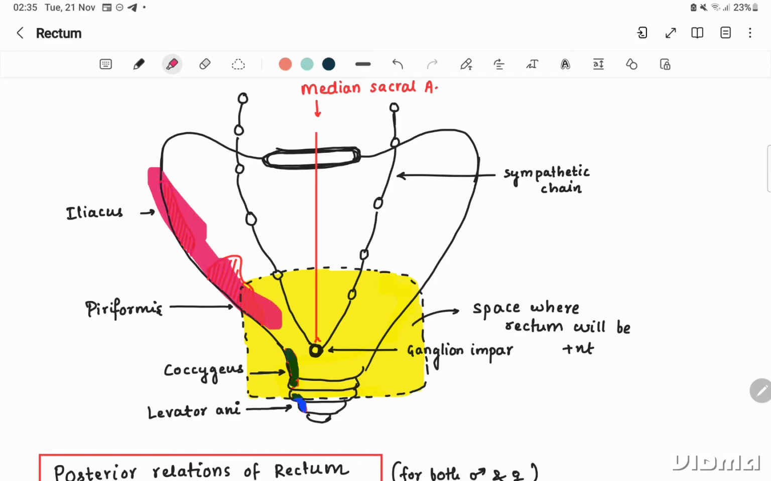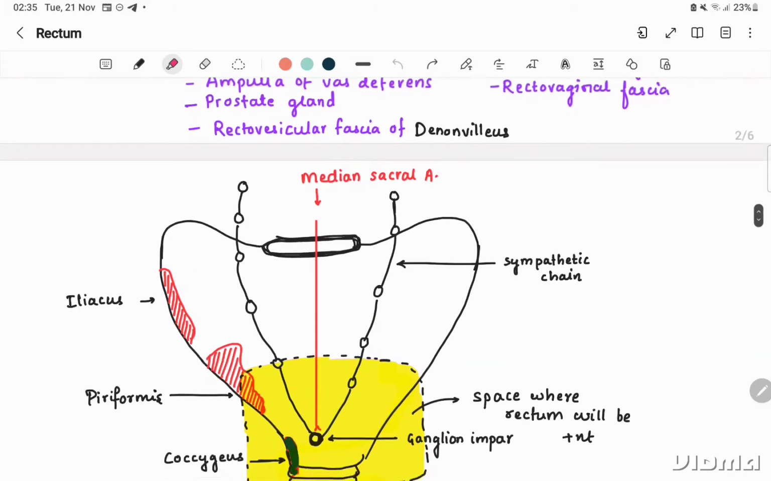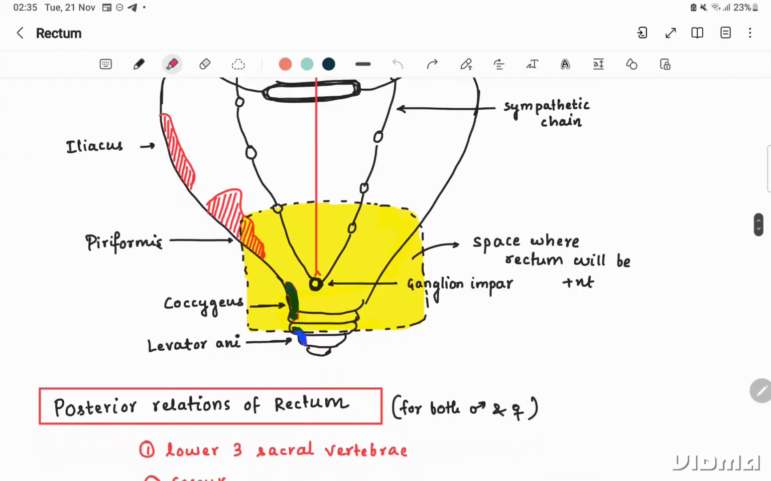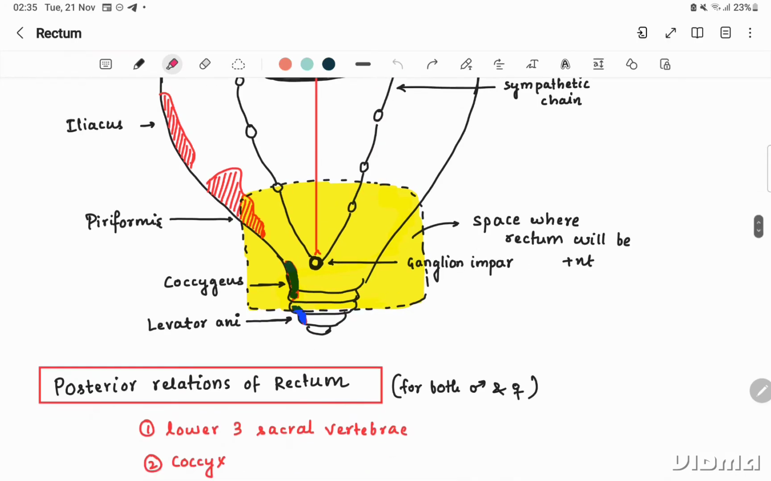Piriformis and your iliacus muscle are present here, and your sympathetic chain must be going on like this. The median sacral artery, we talked about the median sacral artery. It is a direct branch of the abdominal aorta, and we have a ganglion to which both sympathetic chains are converging. This is called your ganglion impar.